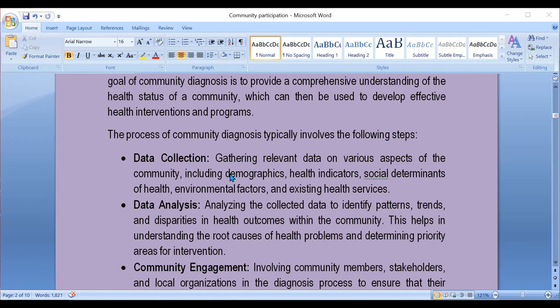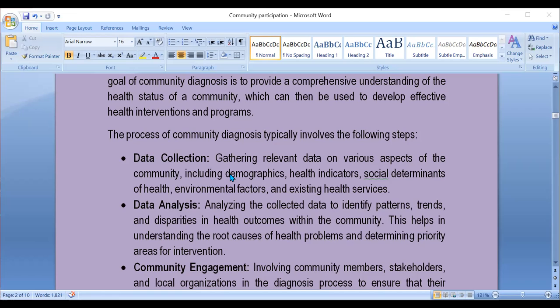Is it a growing population or an aging population where there is more older people than the younger people? Who are mostly affected by a particular disease condition? The male, the female, the children, the mothers who are pregnant, or the elderly persons. You are going to collect data on that.